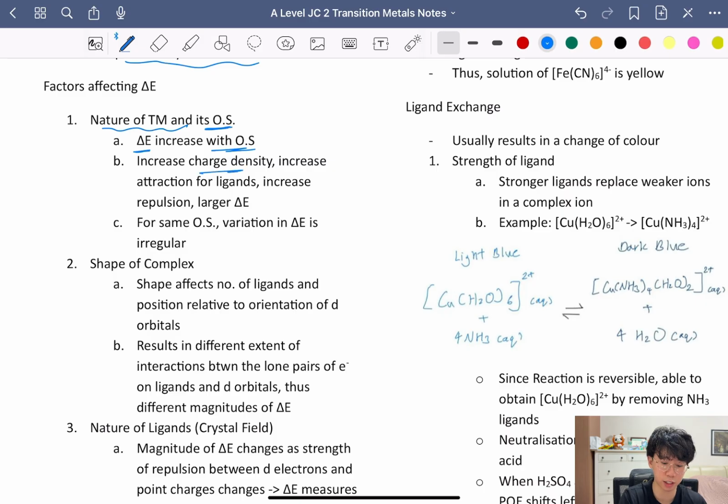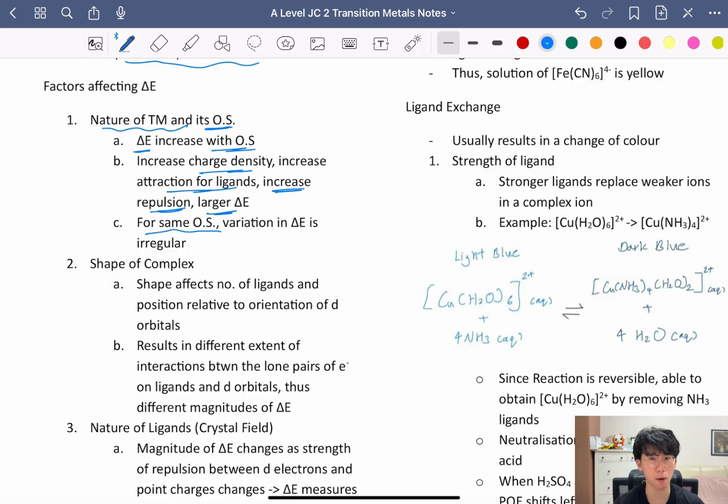This is because there's a higher charge density and an increased attraction of ligands, which leads to greater repulsion and therefore larger delta E. For the same oxidation state, the variation in delta E is quite irregular and there's no real trend for it.